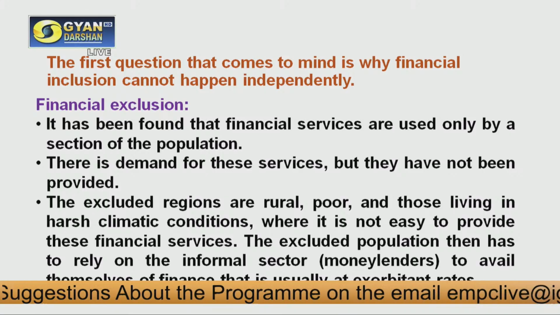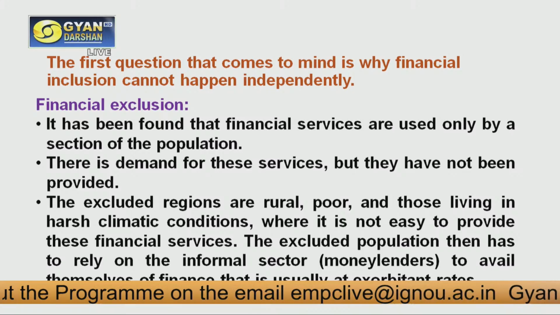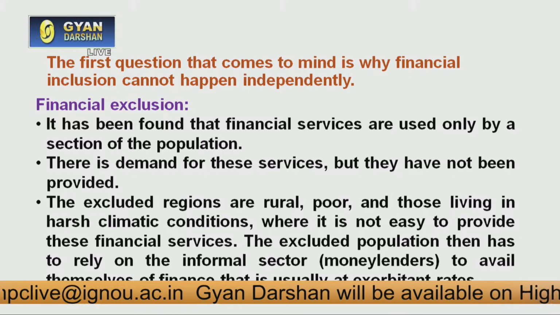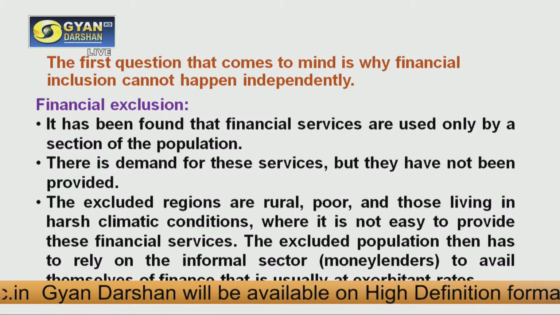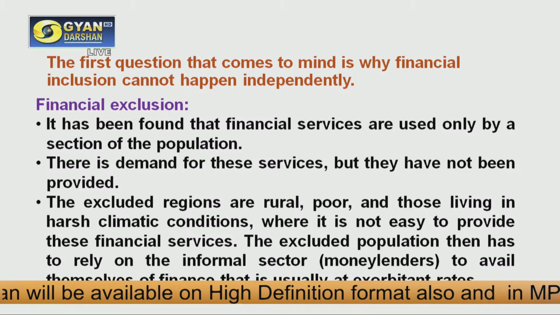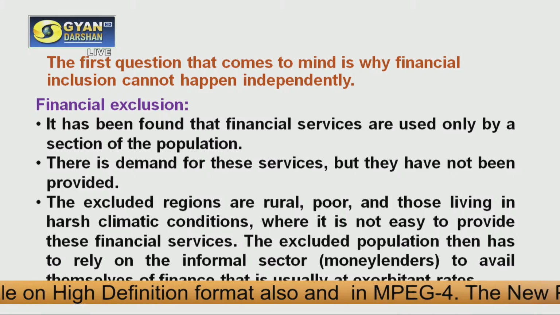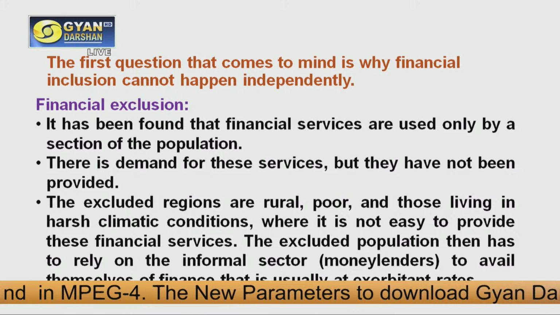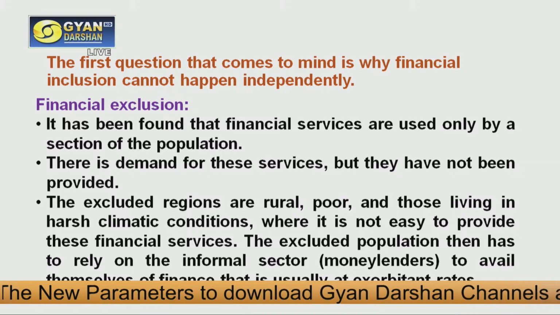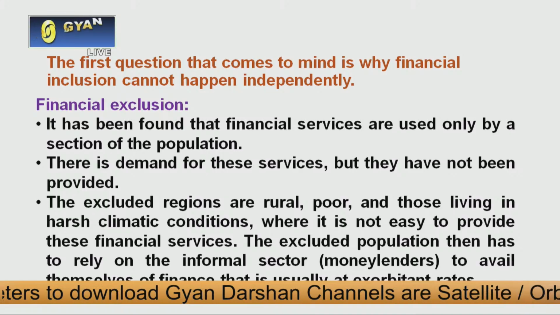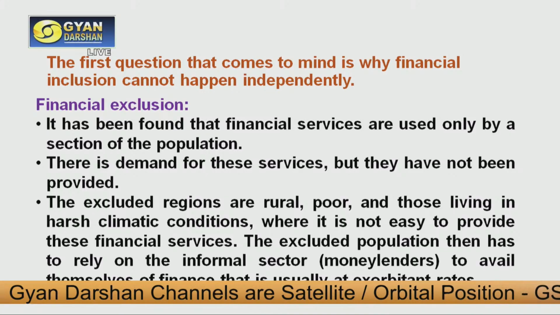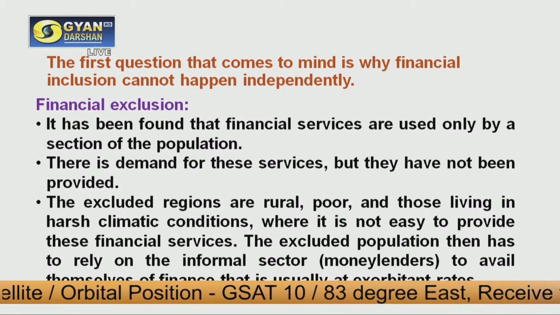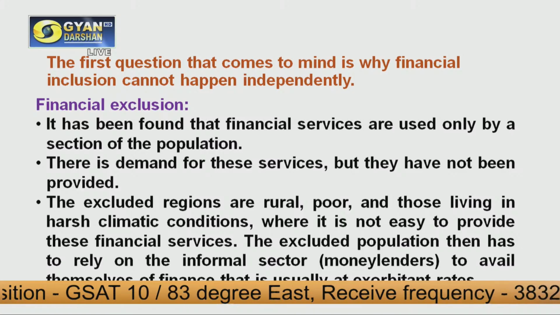Earlier research found that financial services are used only by sections of the population. Very limited populations were able to access various financial services, specifically banks, and the services the banks provide. Only a certain percentage of the population could access financial services. There is a demand for these services, but financial institutions are not able to provide them to everyone in society.